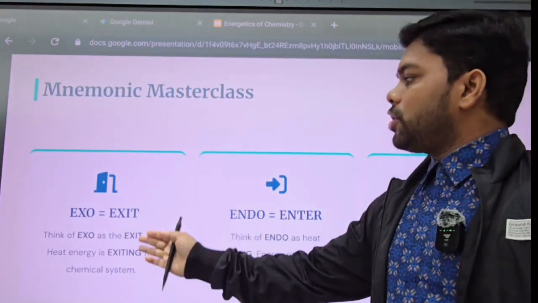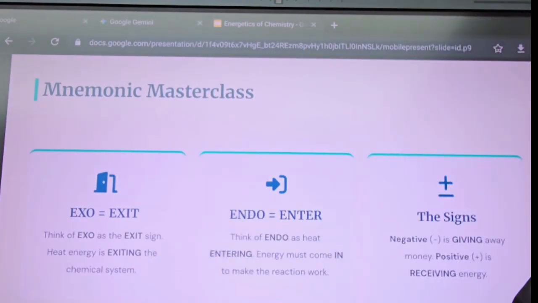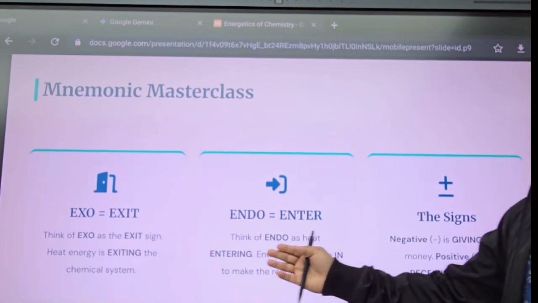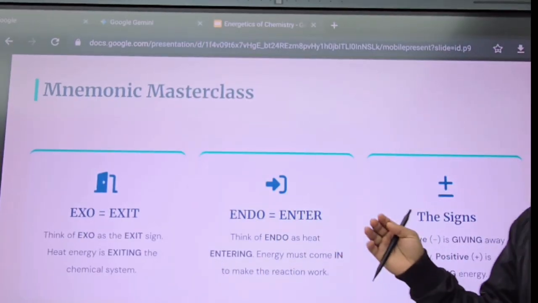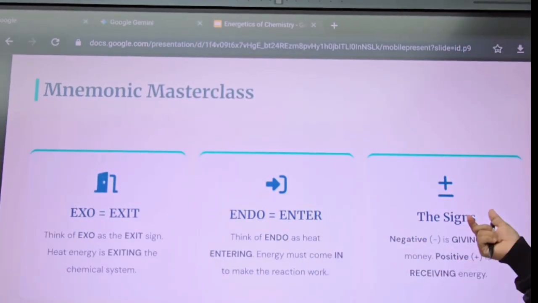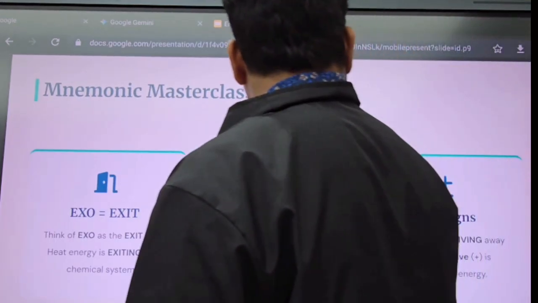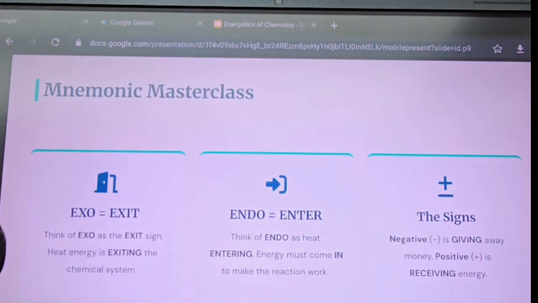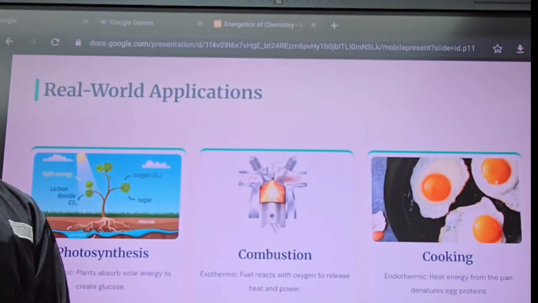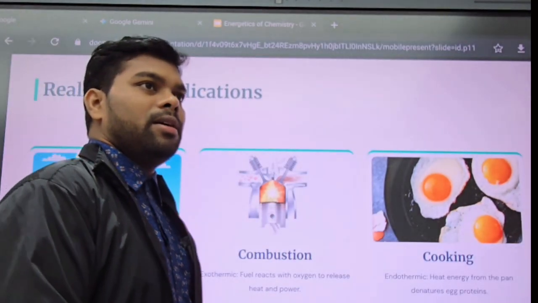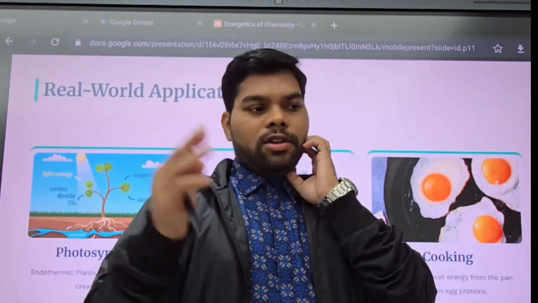Remember, exo means exit, a mnemonic. Endo means enter. Energy has to exit in exothermic. Endothermic means energy will be entering. The sign you remember: negative is for exothermic reactions and positive for endothermic reactions. Okay? So in the next class we will discuss bond breaking and bond forming. Real world applications for exo and endo will also be discussed in the next class. Alright? Okay, you may leave now. Thank you.